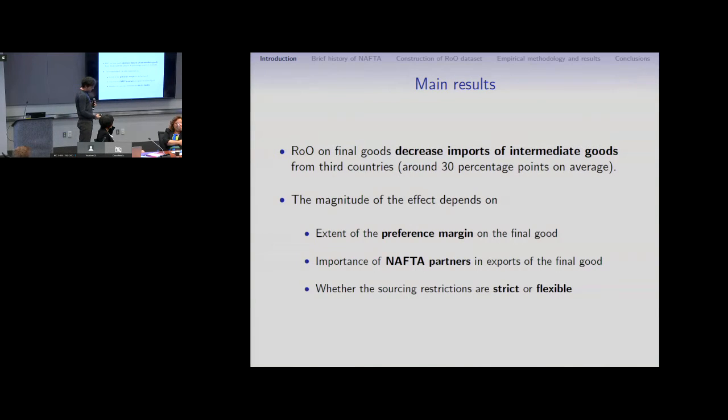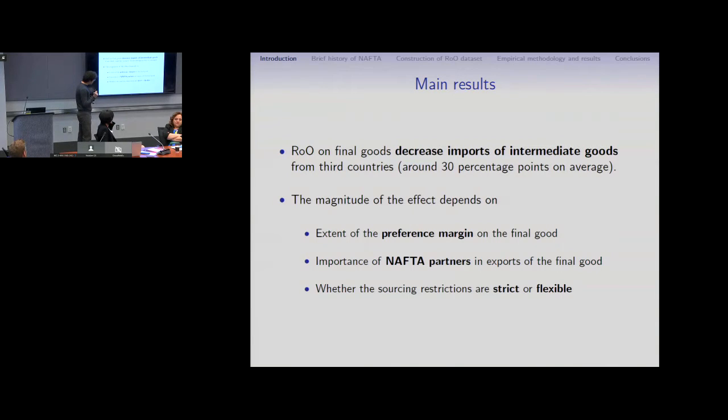And the same intuition applies. If, from the point of view of a Mexican producer, the U.S. market is very important in terms of how much I'm going to export to the U.S., then the effect is going to be bigger. So we also find this.